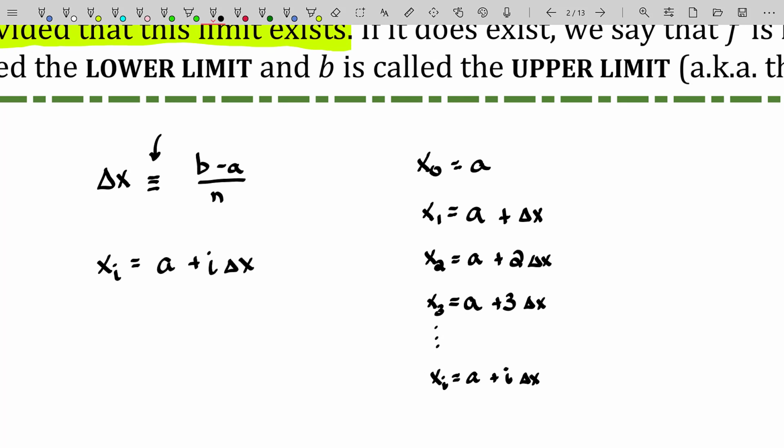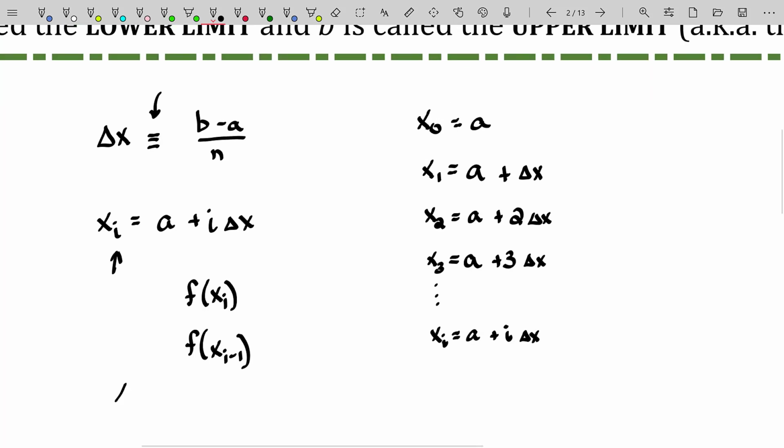I did mention that if you're not using right edge points, which by the way, recall, using right edge points means you're going to evaluate f at x sub i. If you're using left edge points, you'll use f of x sub i minus 1. Well, how do you figure that out? Replace this i with an i minus 1. So you would have x sub i minus 1 is equal to a plus, instead of an i, you have an i minus 1, delta x. It's actually pretty quick and easy.